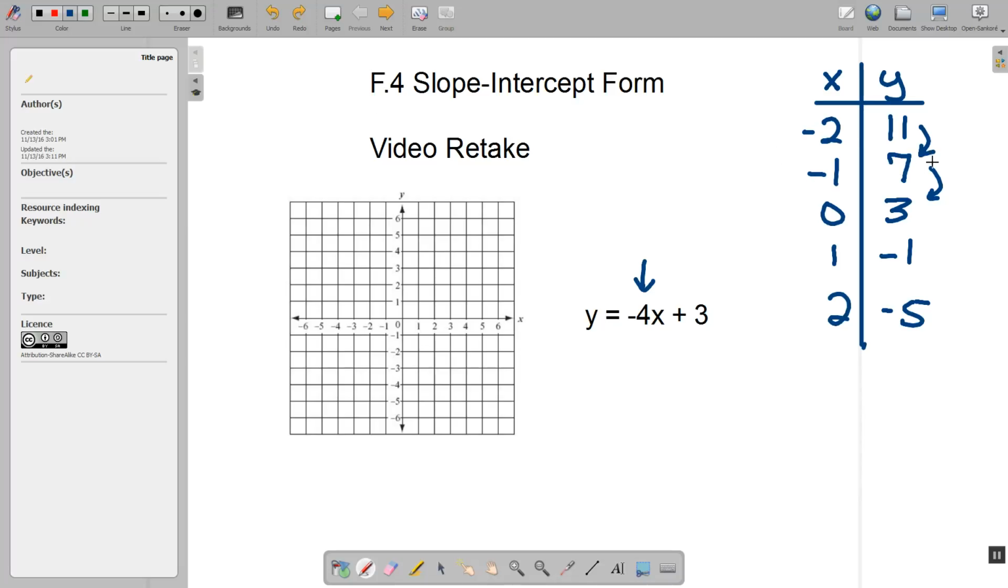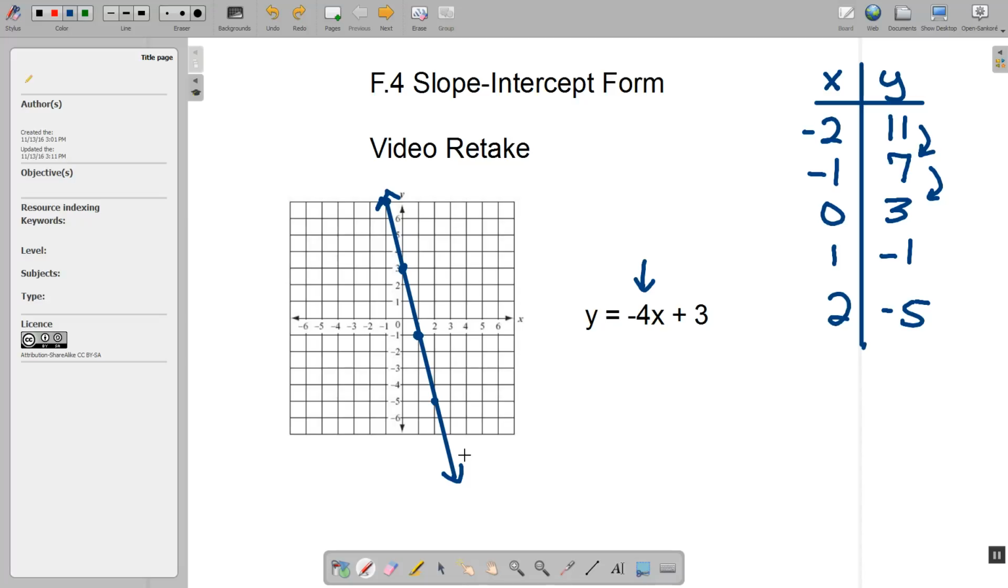So we're going to start with -1, 7, which is right here. 0, 3 is right there. 1, -1 is down here. And 2, -5 down there. And from this point, I want to draw my line. There we go. And we have our line there.